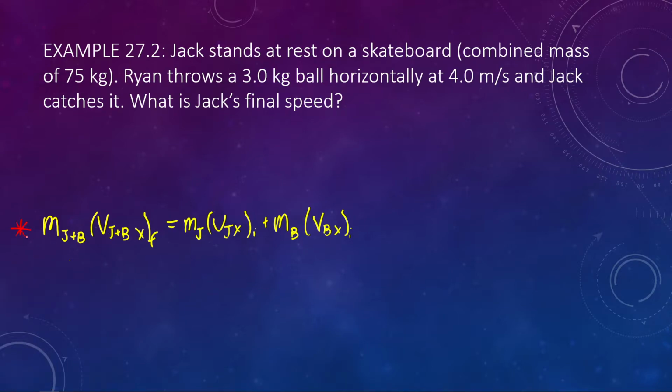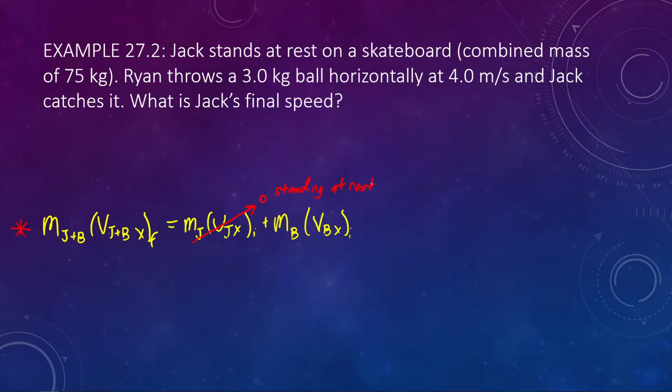So at this point, again, this is where I say take a second to ask yourself, does anything go to zero? Is anything equal to zero in this? Well, the answer is yes. Initially, the ball is being thrown at 4 meters per second, so the ball is moving, but Jack is just standing at rest. So Jack's velocity initially is 0. He's not moving, so he has no velocity. So anything times 0 is 0.